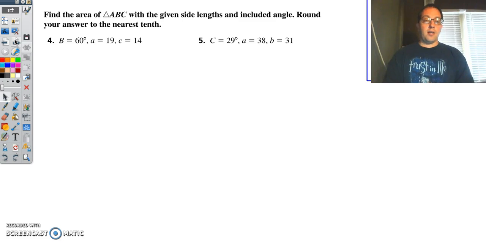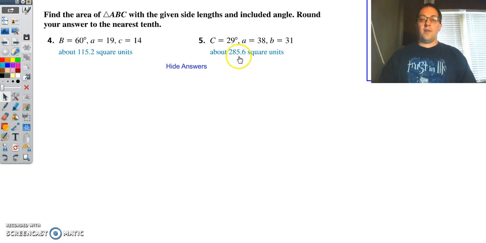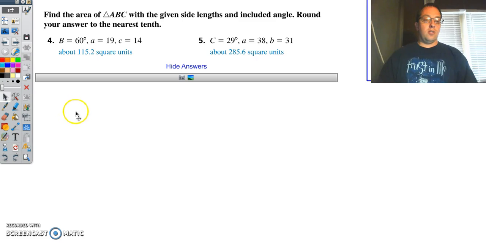All right, so you're back. Let's take a look at this. For number 4, you should have gotten an answer of 115.2 square units. For number 5, you should have gotten an answer of 285.6 square units. So if you got those, great. If not, let's take a look at it. So here's what we got.